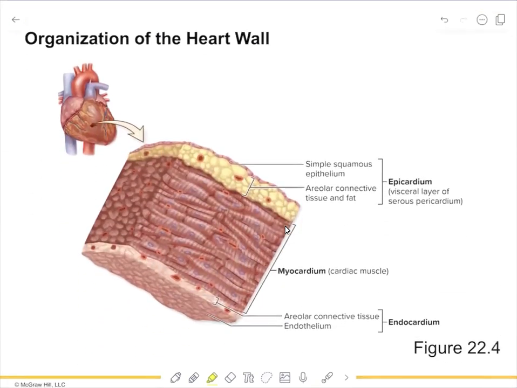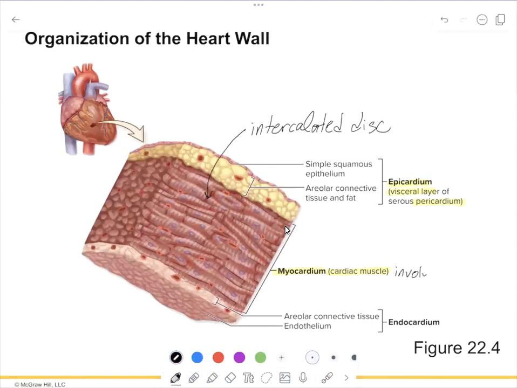This slide is showing those layers in a little more detail. So we can see first the outermost layer of the epicardium, again, also the visceral pericardium. The middle layer is the myocardium, which is cardiac muscle. You can actually see the organization of the cardiac muscle here. You can even see the intercalated discs, which are only present in cardiac muscle cells. Those intercalated discs are going to allow for ions to pass quickly from one cell to another. We also see the presence of striations. One important thing to know about cardiac muscle is that it is involuntary, unlike skeletal muscle, which is voluntary.